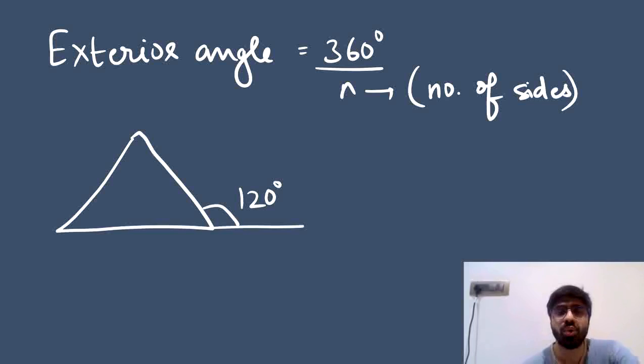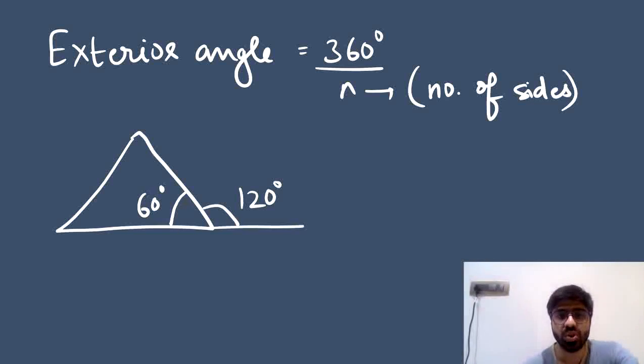Now say for example, what if you want the interior angle? You know that the exterior angle plus the interior angle, the total will be 180. Once you know what the exterior angle is, subtract that value from 180 and you will get the measure of interior angle. Okay, so with that formula you can compute the exterior angle of any polygon.